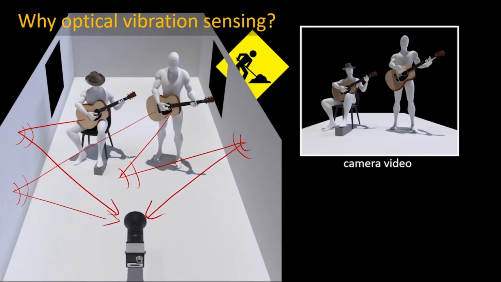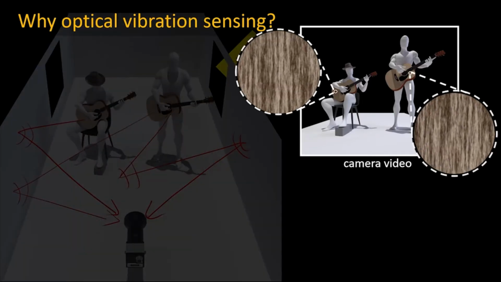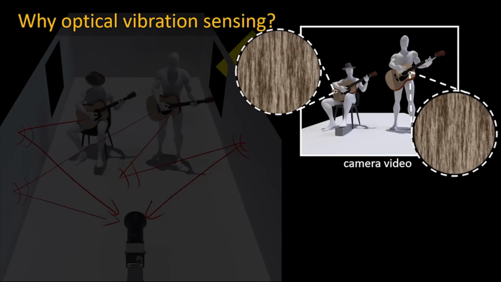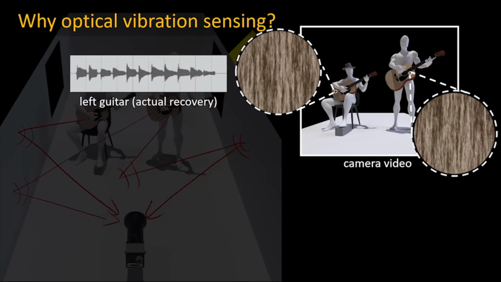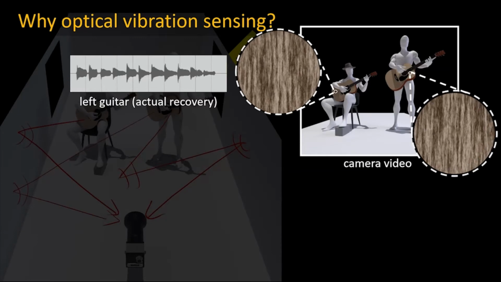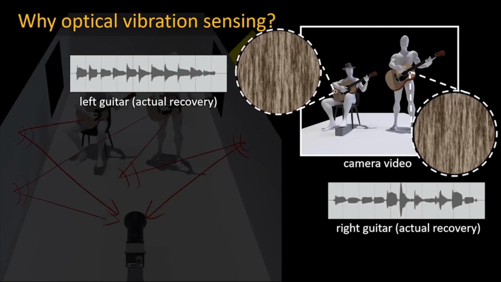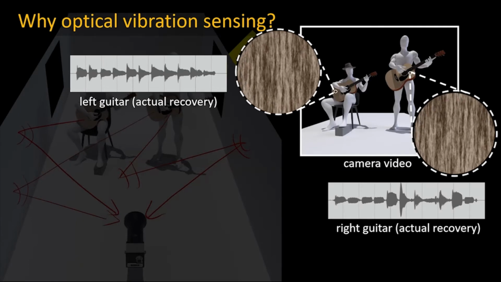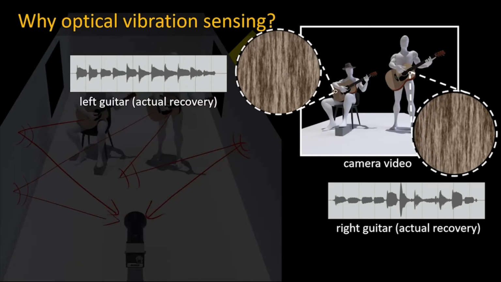But what if we can make our camera see the tiny vibrations of each guitar? Then we could record both guitars separately while being insensitive to the other guitar. And to the ambient noises.